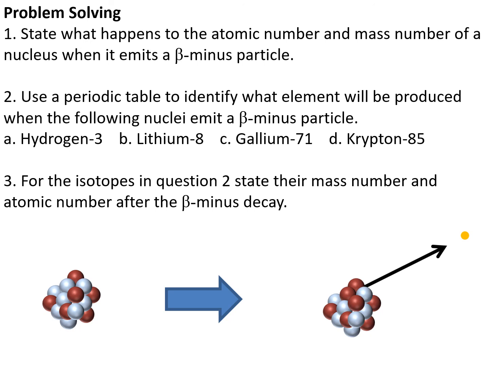Finally, let's do some problem-solving activities. State what happens to the atomic number and mass number of a nucleus when it emits a beta minus particle. Use a periodic table to identify what element will be produced when the following nuclei emit a beta minus particle: hydrogen 3, lithium 8, gallium 71, and krypton 85. For the isotopes in question 2, state their mass number and atomic number after the beta minus decay.